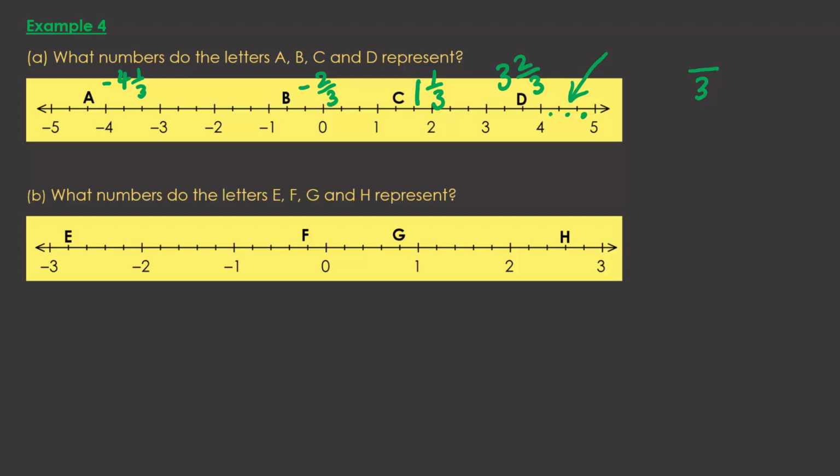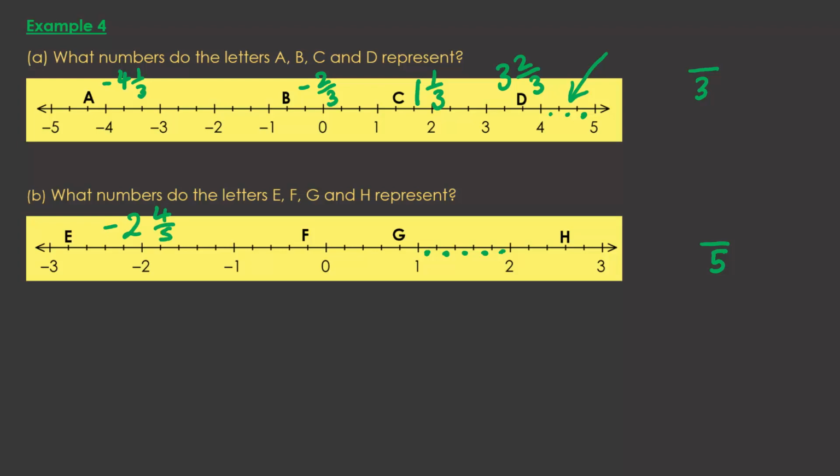What numbers do the letters E, F, G, and H represent? Well, let's find a point where we don't have any of those, and let's just go across here. I've got 1, 2, 3, 4, 5 divisions there, which tells me I'm dealing with fifths. So for E, I've got -2, and then 1, 2, 3, 4/5 back, so that's -2 and 4/5.